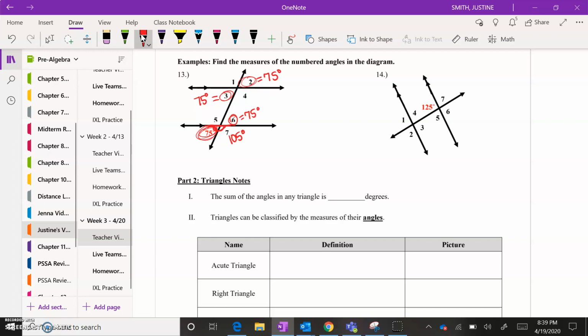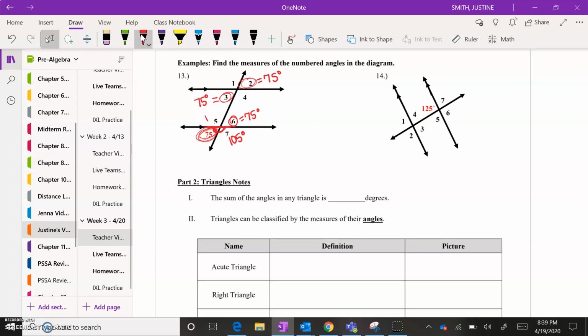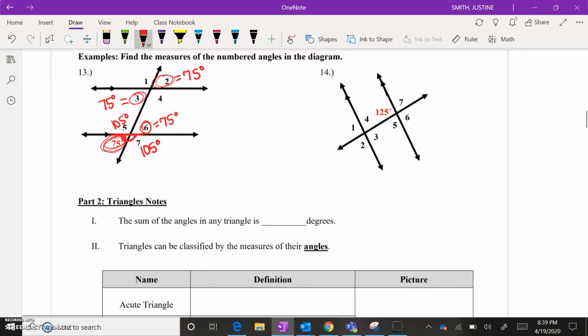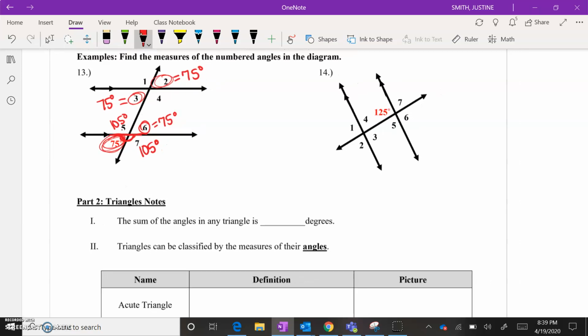We could say angle 7 and angle 5 are vertical. So that would mean angle 5 is also 105 degrees. We could then say angle 7 and 4 are corresponding. They share that same position, which would make angle 4 105 degrees as well. And we could say angle 4 and angle 1 are vertical, which makes angle 1 105 degrees. And you could also do that multiple different ways.